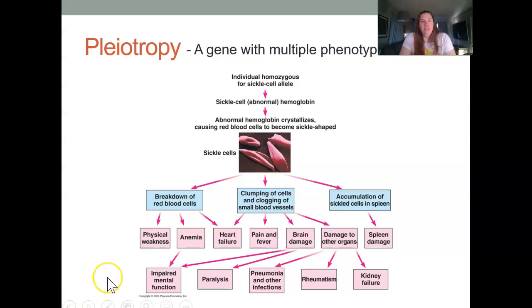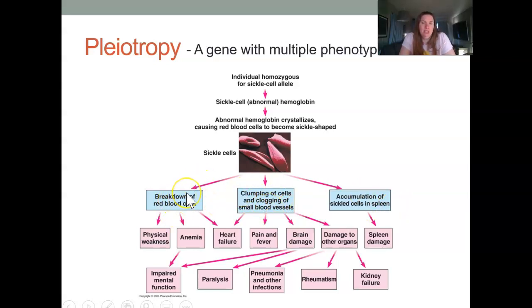And when you are homozygous recessive, you will get sickle cell anemia. What happens here is the hemoglobin in our red blood cells will not form correctly. It will become misshapen, and that causes our red blood cells, instead of looking like a nice fat little donut, to look like a crescent. It has this sickle shape to it, and that causes all kinds of problems. You can see the various phenotypic downstream effects of having this particular allele.